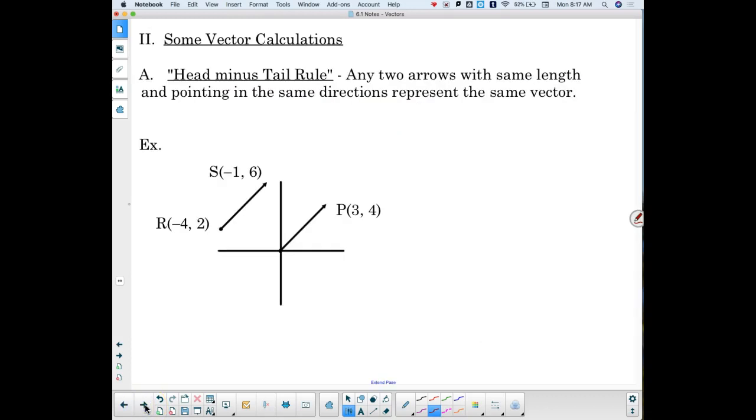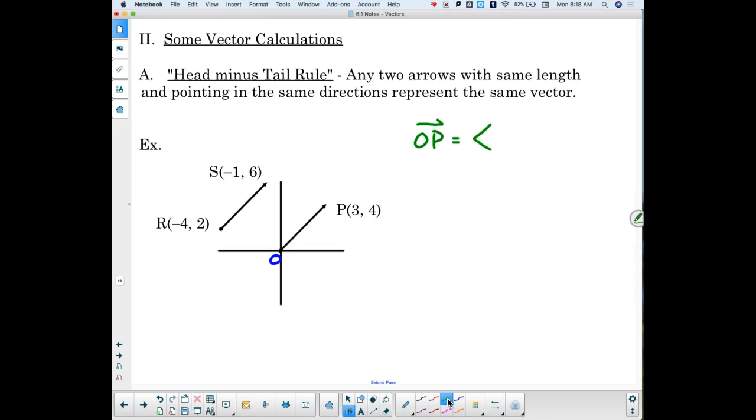Alrighty, now we're going to talk about the head minus tail rule. Any two arrows or vectors with the same length that point in the same direction represent the same vector. So we can tell if vector OP, let's put an O on that origin there, I think on the note sheet there is an O, we can find the component form of OP, and then we can find the component form of RS, and we can see that they are the same. We use OP as our symbol with a little half ray up top. Okay, so we're going to do the head minus tail rule.